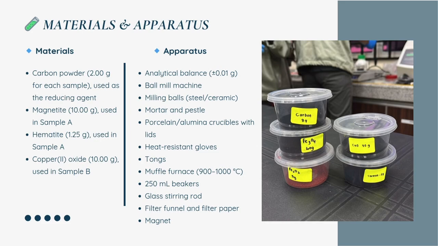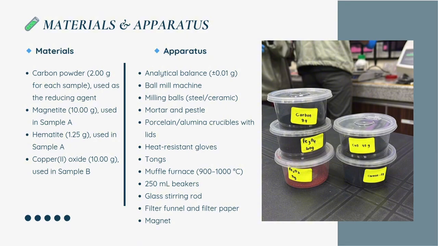Carbon powder with a mass of 2.00 grams for each sample was used as the reducing agent. For sample A, a mixture of 10.00 grams of magnetite and 1.25 grams of hematite was prepared. For sample B, 10.00 grams of copper(II) oxide was used.